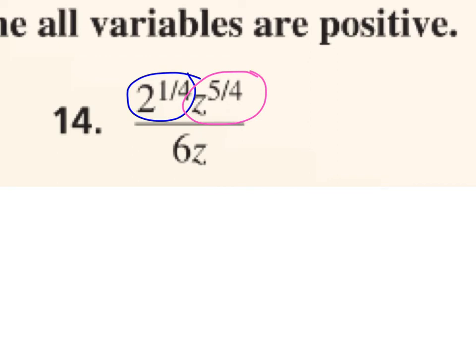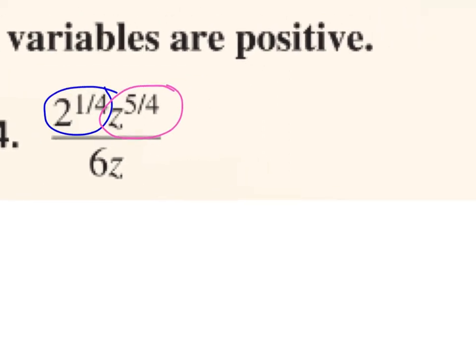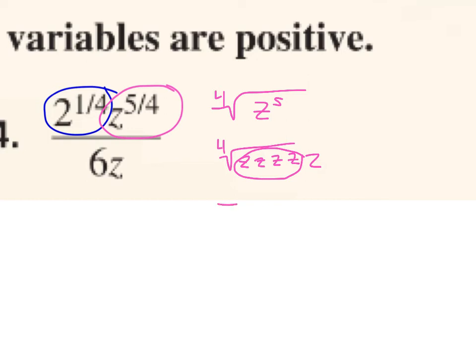What about z to the 5/4 power? Which number would be our index? 4. So we have the 4th root of z to the 5th power. So we have 5 z's inside. So we have 1, 2, 3, 4, 5. We're circling groups of 4. So how many z's come out? 1. And how many z's are left? 1.